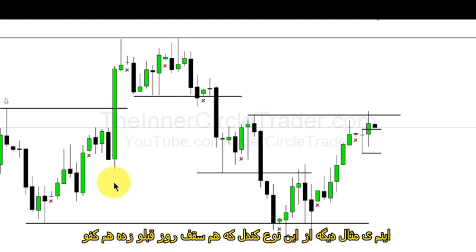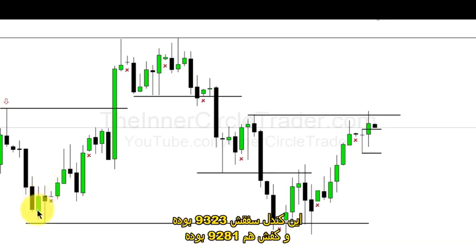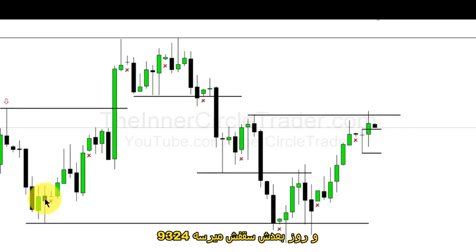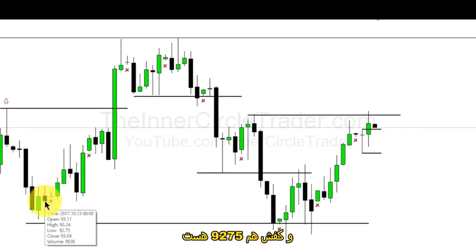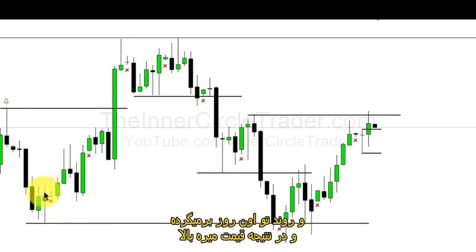All right, and here's another scenario here, outside day. We have the candle here. The high comes in at 93.23 and the low is 92.81. The very next day, the high is taken out at 93.24 and the low is 92.75. So, reversal day.